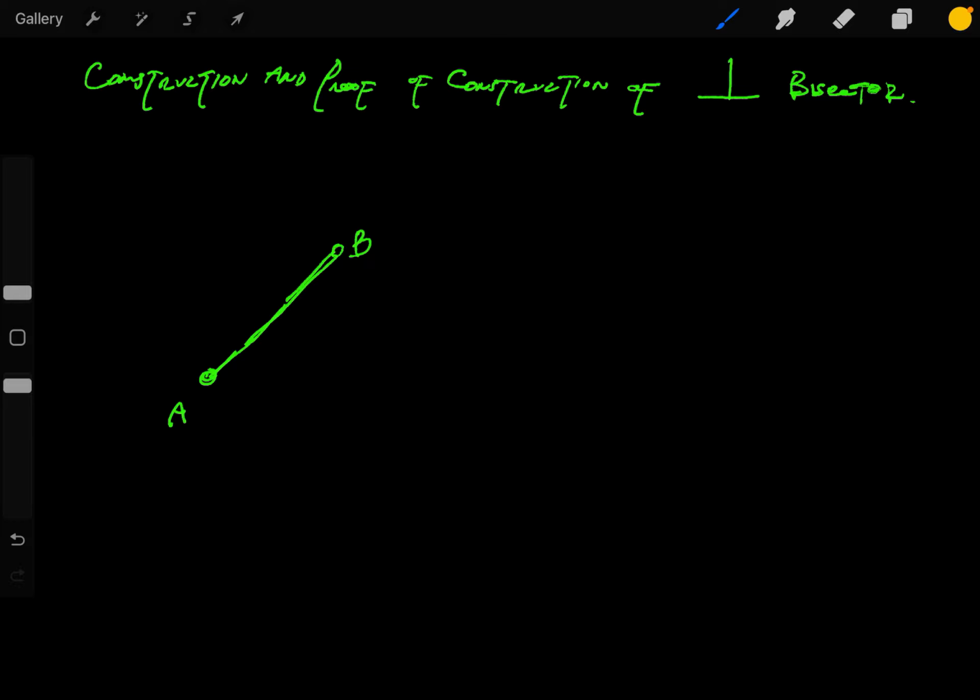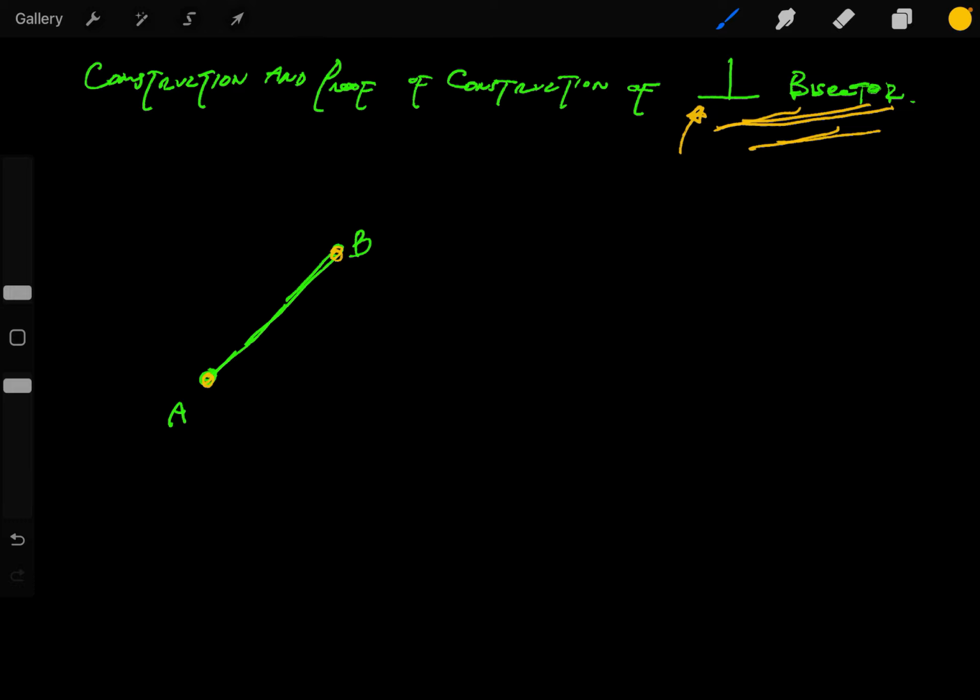Okay, so this one is going to be a little bit more tricky, but let's go through how we're going to construct and prove our construction of what's known as a perpendicular bisector. So here I have the symbol for perpendicular, so it means perpendicular bisector of some segment. So what is the perpendicular bisector?